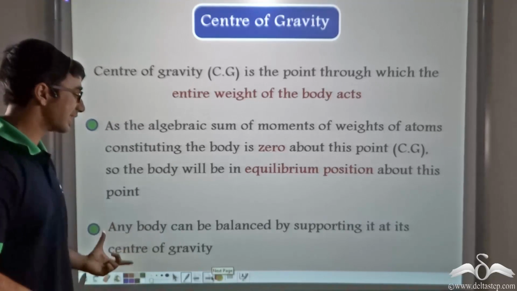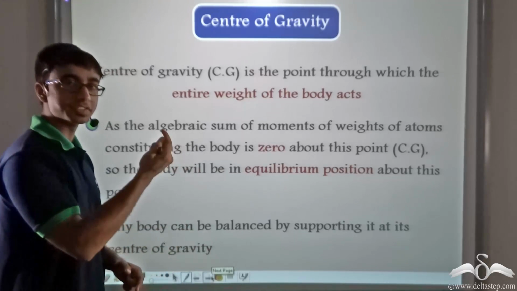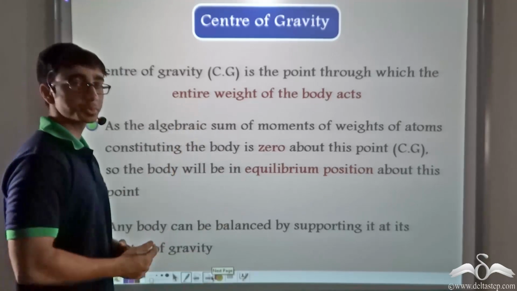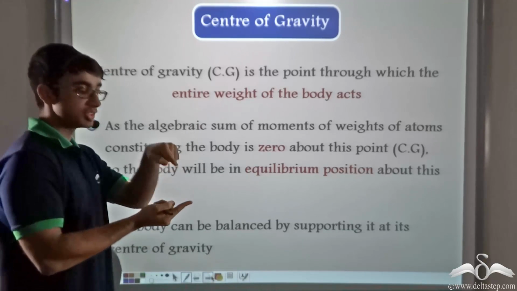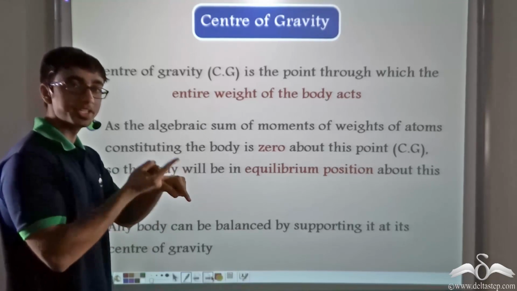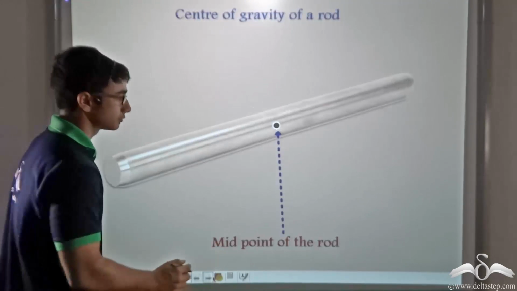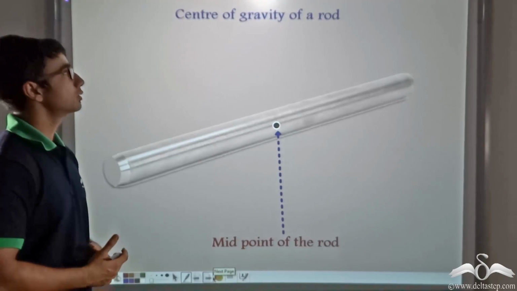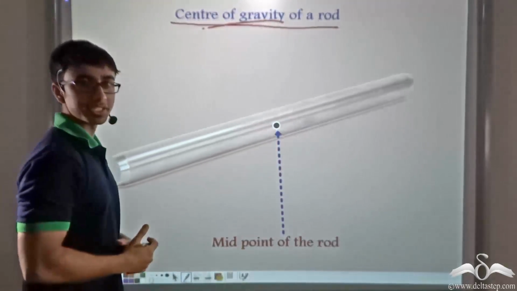Furthermore, we can say that any body can be balanced by supporting it at its center of gravity. So in the previous case we saw that when the lady held up the paper butterfly on the tip of her finger at point G, she was able to balance it. So let us find out the various centers of gravity of different objects.